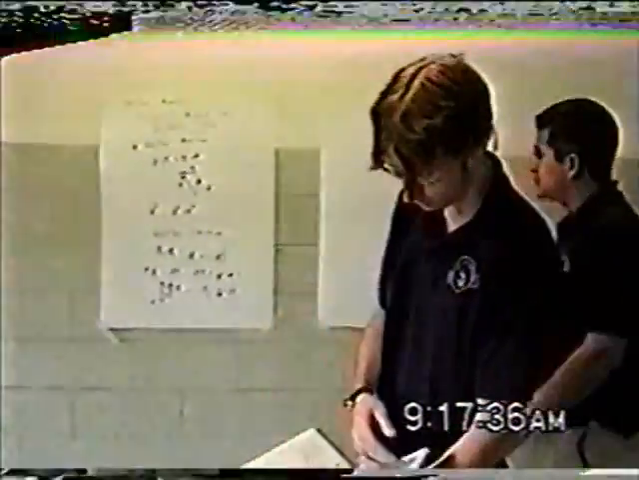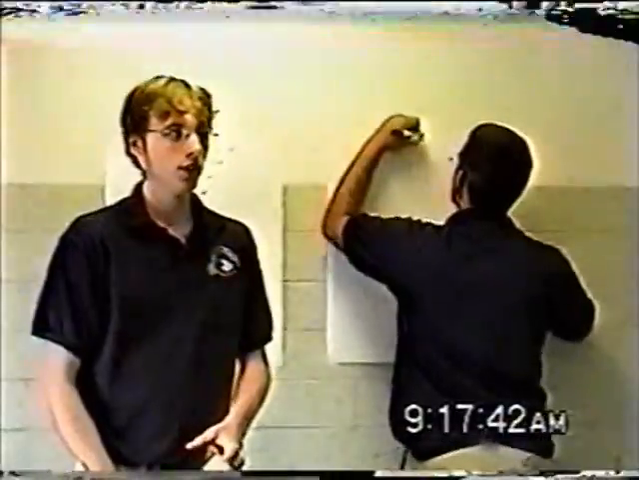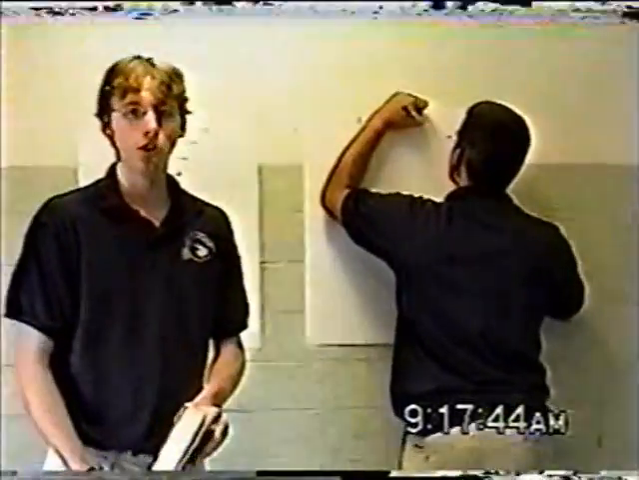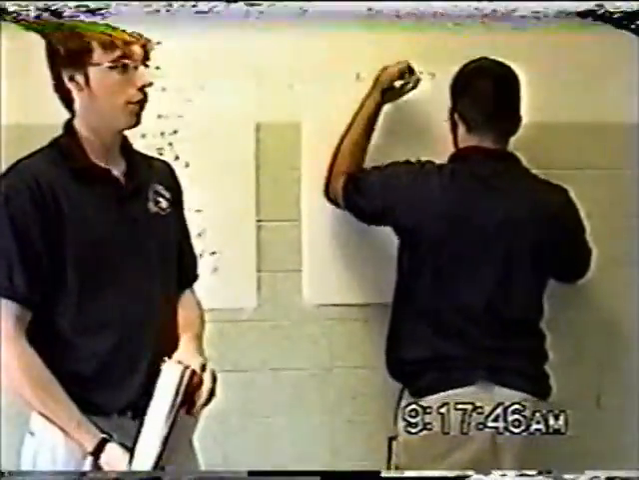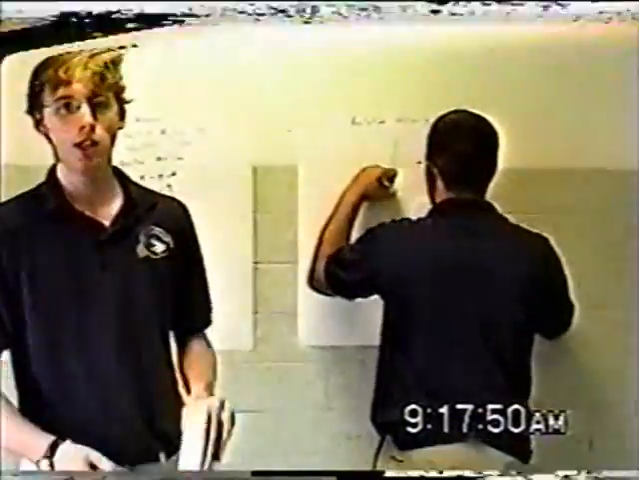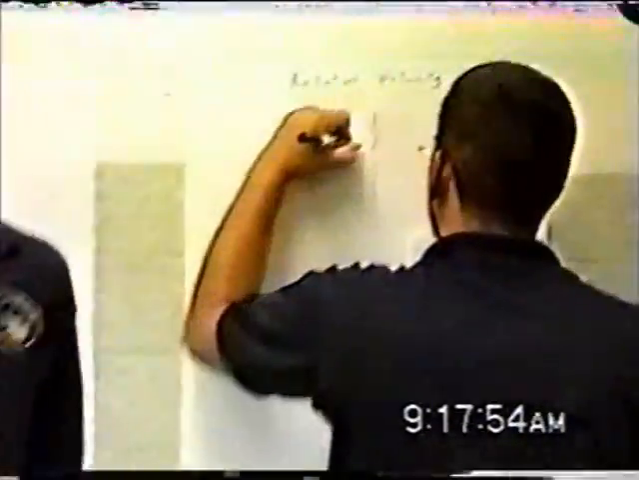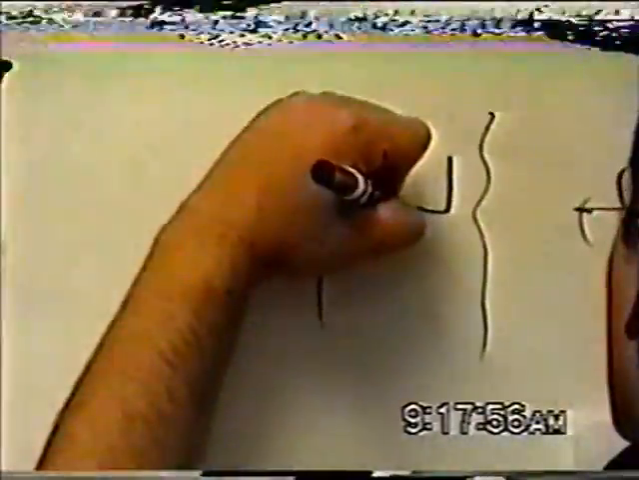The next section is relative velocity. Relative velocity is using a frame of reference, and the frame of reference could be if there's a boat on a river. The frame of reference could be the boat to the bank, or the boat to the river.